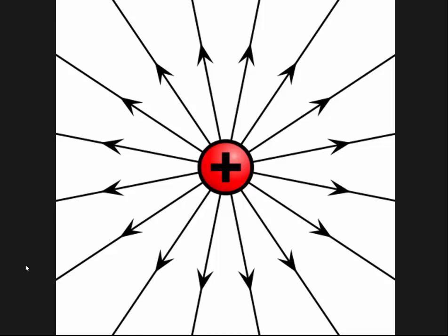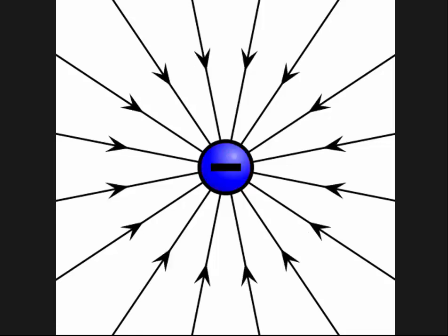The field lines are pointing away from it, which means if another positive charge was near this thing, it would be repelled by it. A negatively charged particle would be attracted toward it. And of course, for negatively charged particles, the field lines go toward them, which means if a positively charged particle was near this, it would be attracted to the negatively charged particle. And a negatively charged particle would be repelled by it.